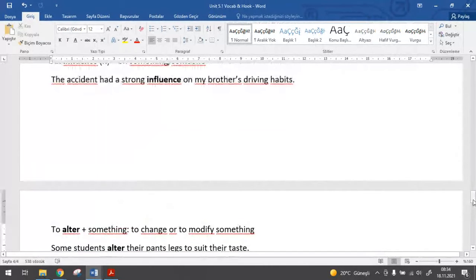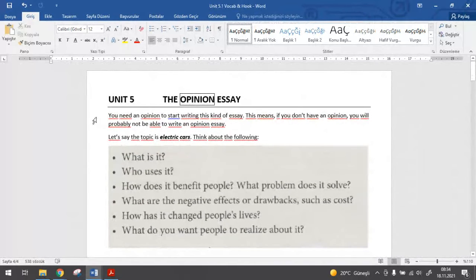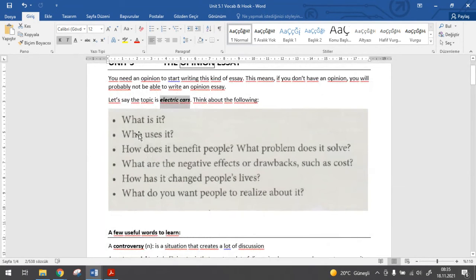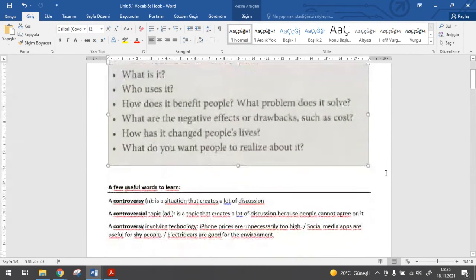So let's see what we have done so far. We talked about what is an opinion essay, and we said what you need to write an opinion. Of course, you need an opinion to start writing. When you have an opinion, you should think about the topic, for example. These questions can help you to form strong opinions and the ways to support your opinions. So when there is a topic, it is a good idea to think about these questions.